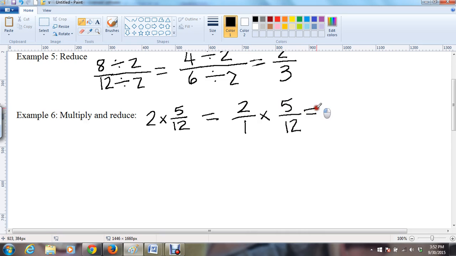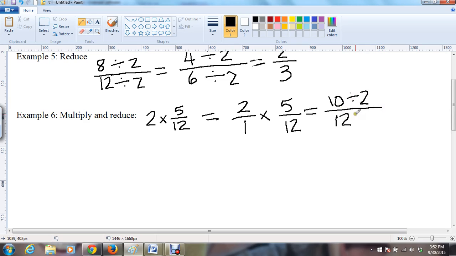If we multiply it, we multiply numerator times numerator. 2 times 5 is 10. Denominator times denominator. 1 times 12 is 12. And now we want to reduce this fraction because we see that there is a common factor between 10 and 12. The greatest common factor between 10 and 12 is 2. Nothing bigger will go into both 10 and 12.